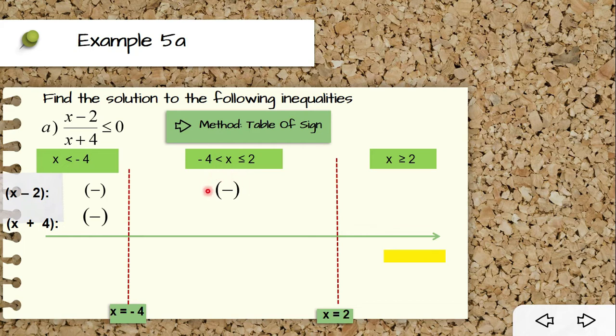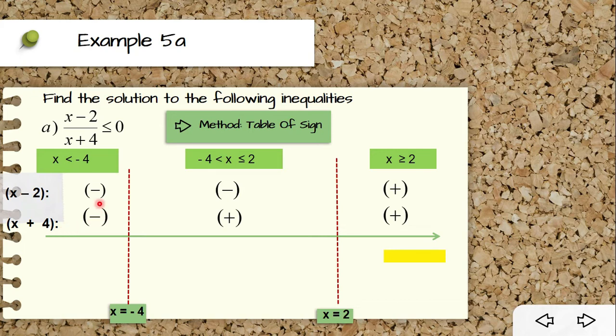Next we go to the middle, x more than negative 4 and less than or equal to 2. For this interval we can substitute any value. For example, I use x equal to 0 because it is easy to simplify. When you substitute 0 minus 2, you get a negative value, and 0 plus 4 gives a positive. For the right part, x more than or equal to 2, you can substitute any value, for example 3. Substituting 3 here gives a positive, and here also positive.